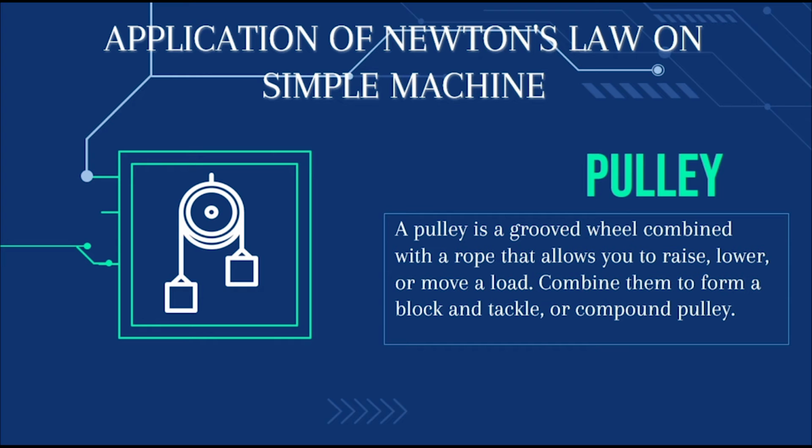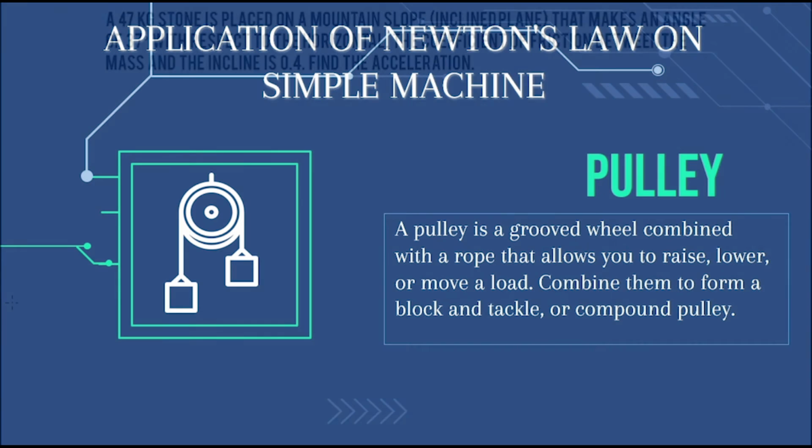Pulleys, on the other hand, are a grooved wheel combined with a rope that enables you to raise, lower, or move a load. When combined, you can form a block and tackle or compound pulleys. The best examples of real-life applications are elevators and water wells. Moving forward, we're gonna tackle sample problems with the use of these simple machines.